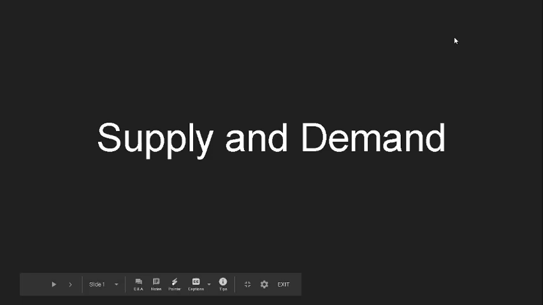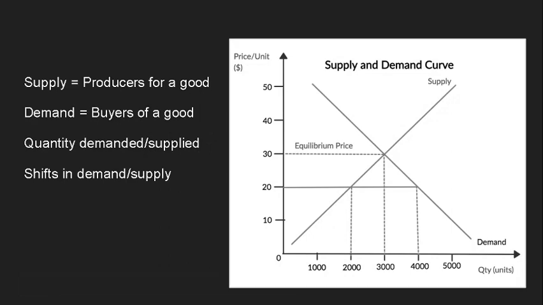Hi, and welcome to our Future Tech Traders Module 1 Lesson 1 on Supply and Demand. Supply is basically the producers for a good, and demand are the buyers for a good. Today we're going to learn about the quantity demanded and supplied versus shifts in demand and supply.